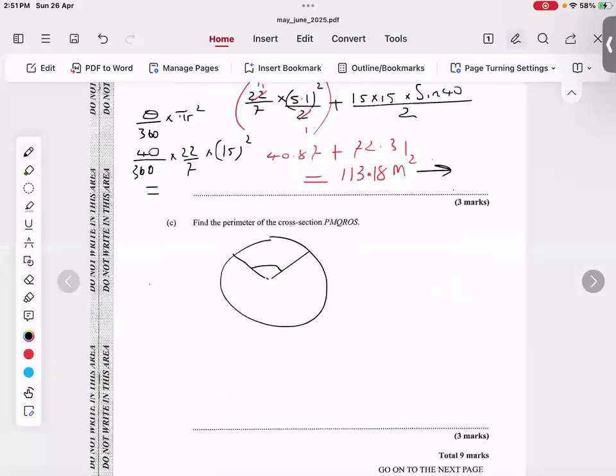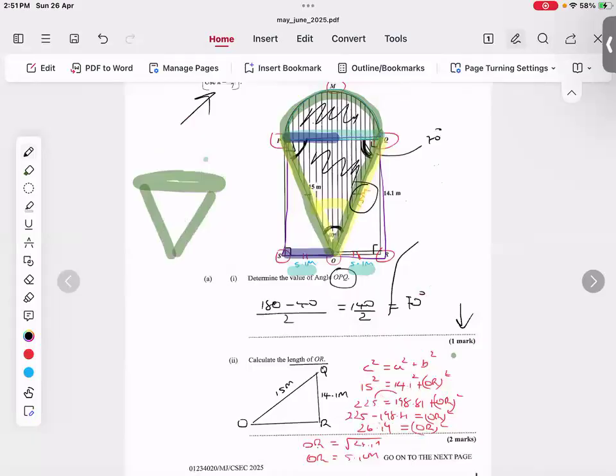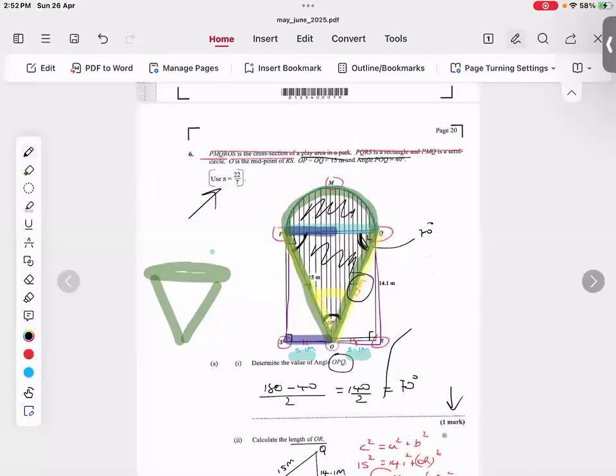Alright, good. So we could try that method if you like. That is, if you could have seen that it was a sector. Alright, now the next question says find the perimeter of the cross section. So we want the perimeter of the entire thing, the whole green part. So we need the distance right around the green section there. What is that distance?